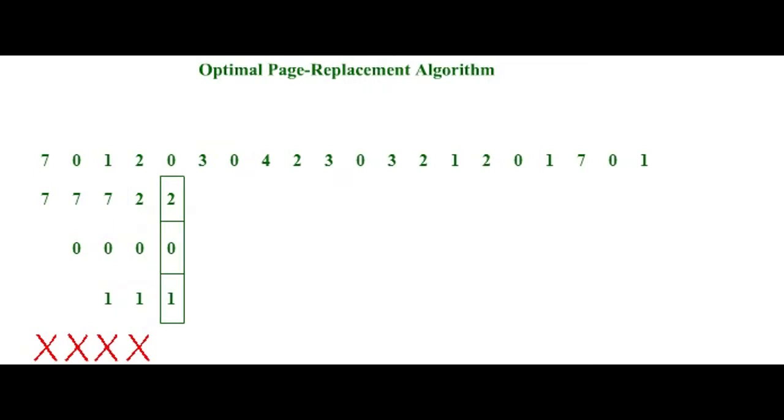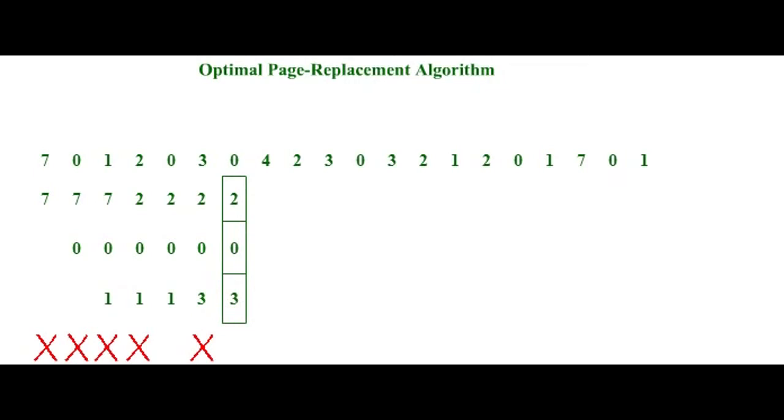Next 3 will come and again we will check that 0 and 2 are going to be referred before 1, so we are going to replace 1. Then 0 will come and we find that 0 is already present inside the memory, so there is not going to be any page fault. Now for 4 we will again check that 2 and 3 are going to be referred before 0, so we are going to replace 0 by 4.